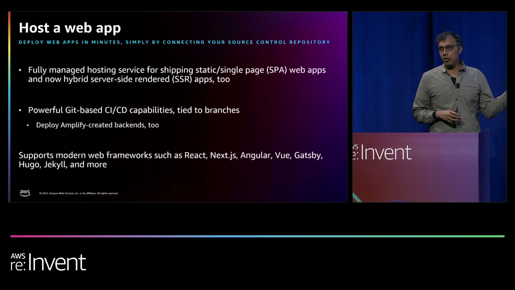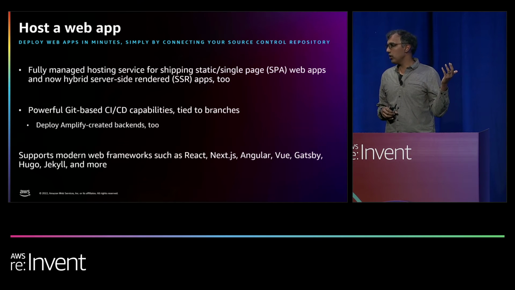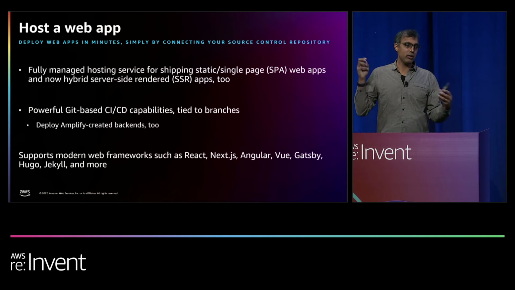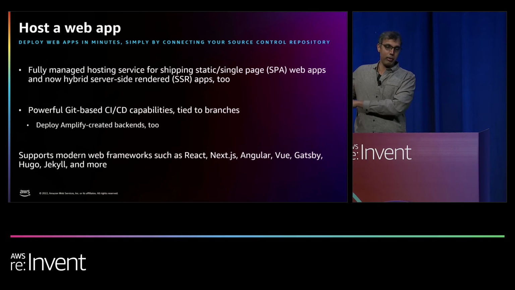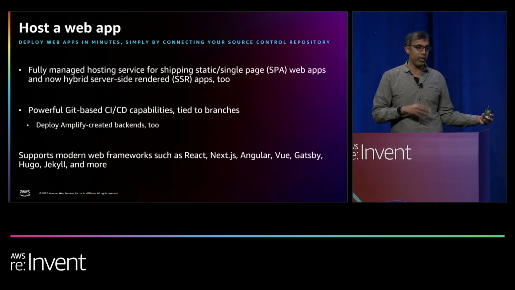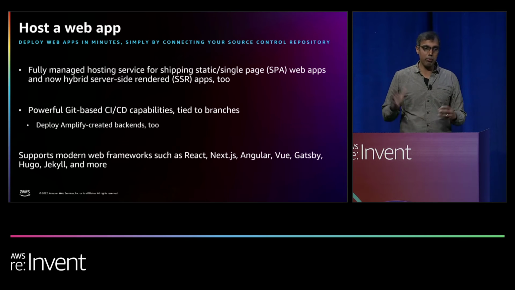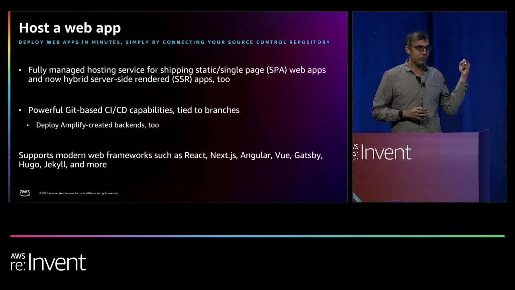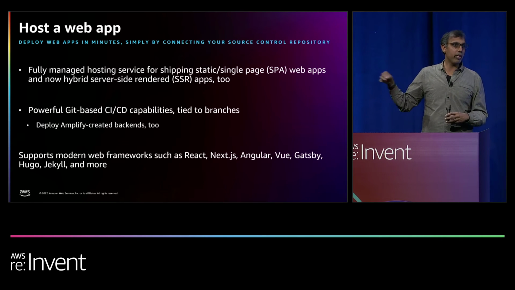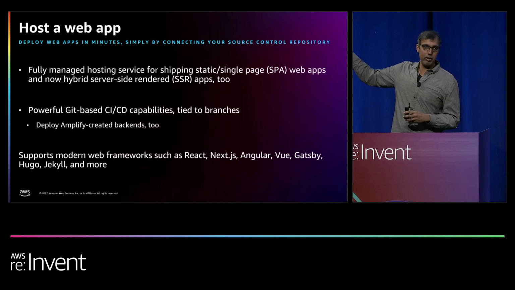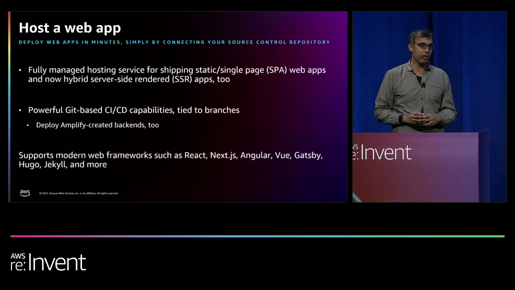In addition to the managed hosting offering, it has a built-in CI/CD capability that uses Git flow. And what Git flow basically means is you can wire up branches to deployments in Amplify Hosting. So you can say my main branch deploys to my top-level domain. My stage branch deploys to a subdomain, et cetera. And if you've chosen to use Amplify for your backend, it will deploy your backend as well.